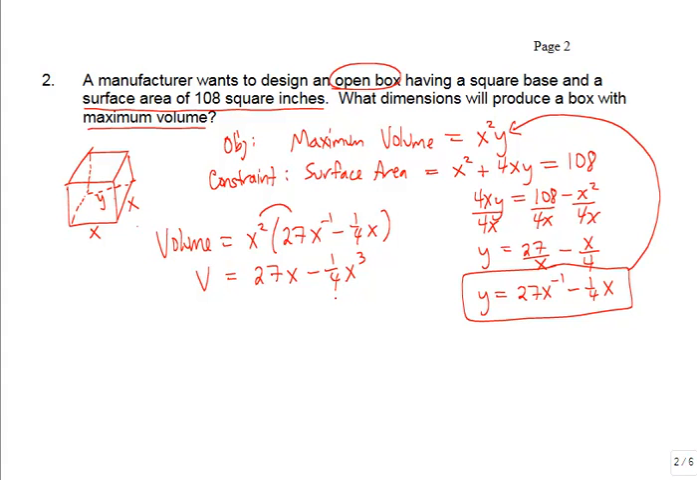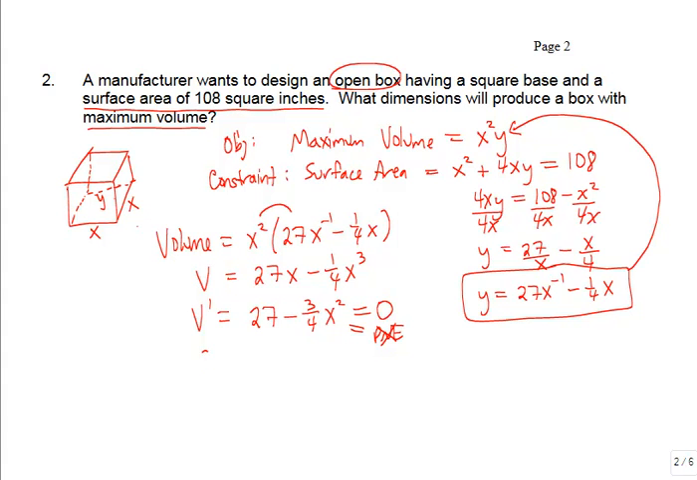Next thing that I want to do is take the derivative, because you have to find those critical points in order to determine where your maximums could occur. So the derivative of volume, or v prime, is going to be 27 minus, when I bring down that 3, this becomes 3/4 x squared. Critical points are going to be wherever this derivative is 0 or DNE. Since this is quadratic, it's never going to become DNE, so I don't need to worry about that case. But it will be 0.